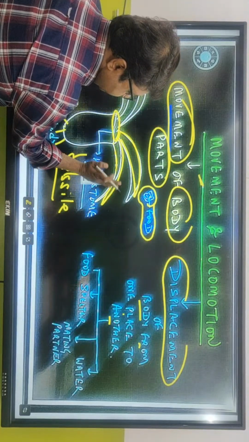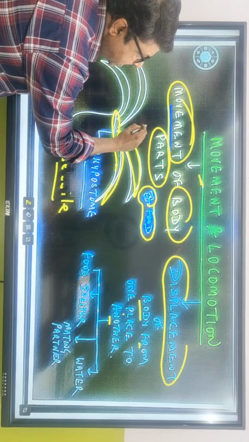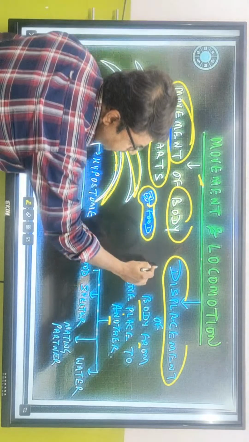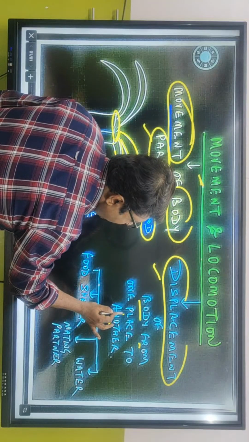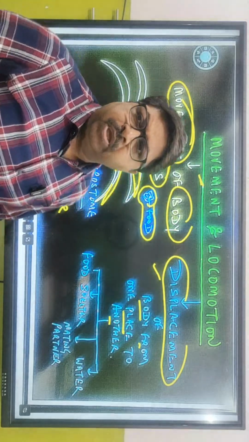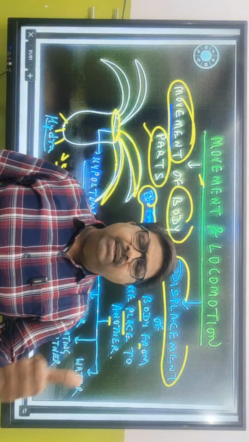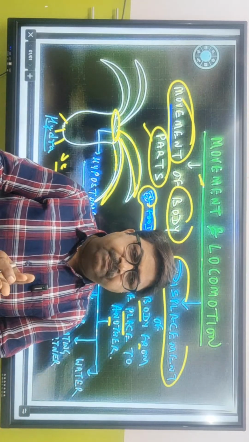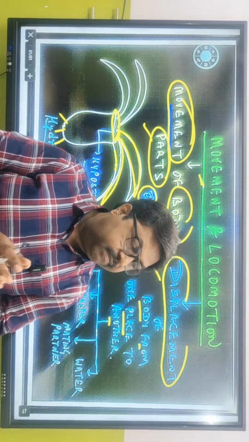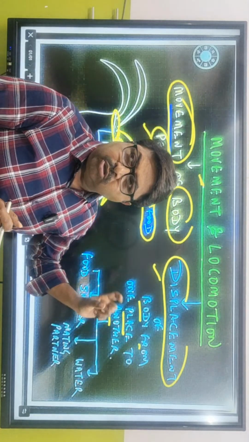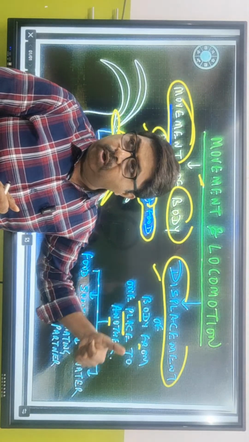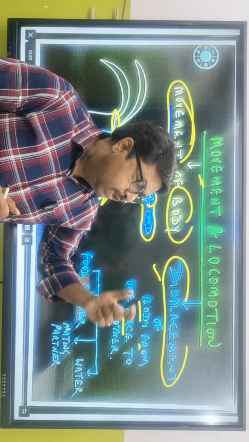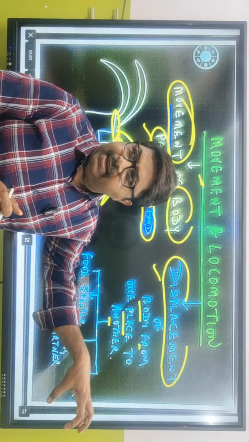So this is movement, and this is locomotion. Say in locomotion, why does an organism need to move? Tom runs after Jerry for what? For food. Jerry runs away from Tom to save life. So both of them are moving, both are showing locomotion. The purpose is different: one to save life, one to eat food.